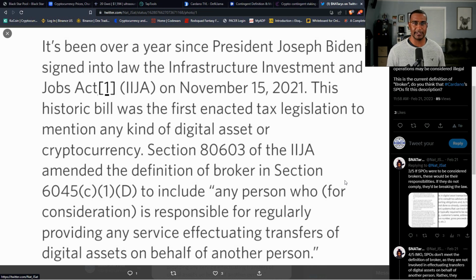No SPO does that. It can be assumed that that's happening with contingent staking, because parameters can be set within the pool to say that rewards are not distributed until X contingency happens, which could then effectively make the SPO a broker, according to the law. So this is just one way that Charles needs to understand that there can be a problem in the near future.